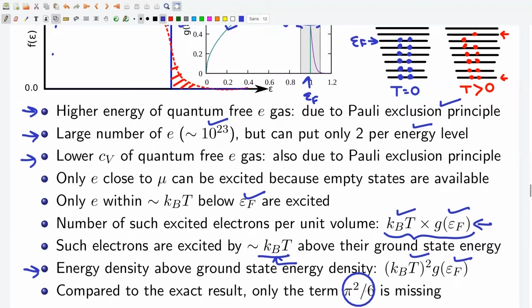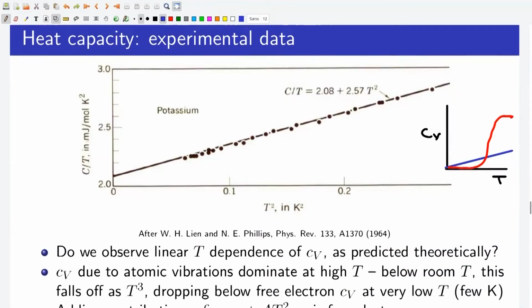So this qualitative argument that we have presented here is really good, because if we just match with the exact result, they are of the same order of magnitude. Now let us try to compare with experiments. Do we observe the linear T dependence of CV as predicted theoretically?